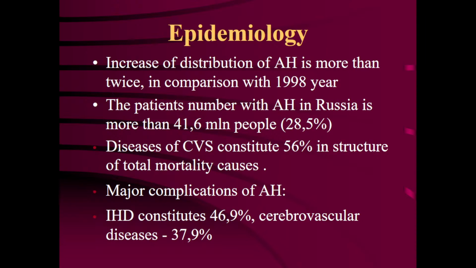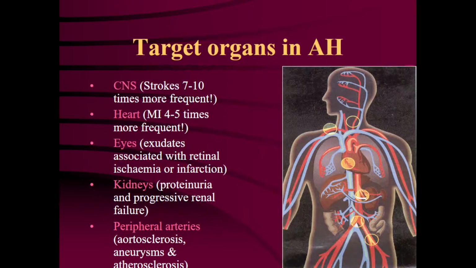And the major complications of arterial hypertension are the following. Ischemic heart disease constitutes about 47%, cerebrovascular diseases 38%. So I think it's very clear that arterial hypertension is a widespread disease, and it's very significant as a high risk of mortality because of cardiovascular diseases all over the world.